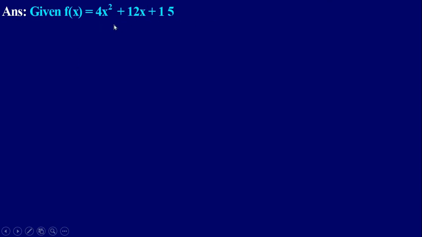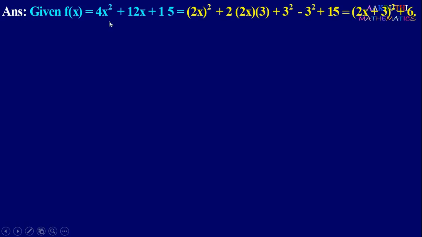Now first we simplify this. We can write 4x square plus 12x plus 15 as (2x) whole square, right? 4x square as (2x) whole square, plus 12x can be written as 2 into 2x into 3. Here we have to get a square plus 2ab plus b square type. So therefore we write this as a square plus 2ab. Now here we have to write b square. Now here b value is 3. So therefore we add 3 square and subtract 3 square.